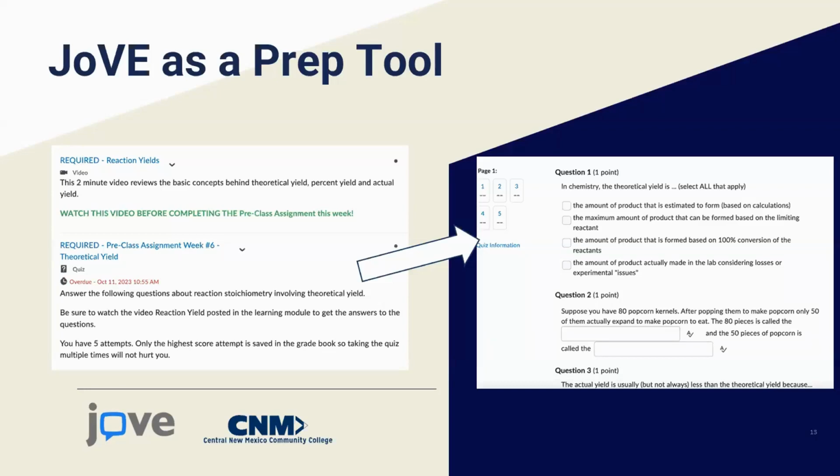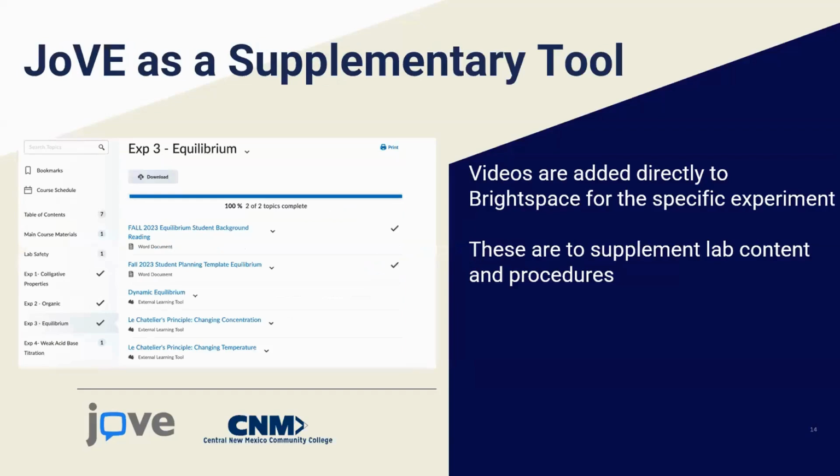Now I'm going to show you how I've used JoVE as a supplementary tool, so maybe just a way to allow students to utilize them in their own way for their own time. Here is an example from my Gen Chem 2 lab course where we did an experiment with Le Chatelier's principle and equilibrium. The first two things on this screenshot are the reading that corresponds to the experiment, and then we have something called a student planning template, so students can actually type in and submit this as their lab report, so to speak.